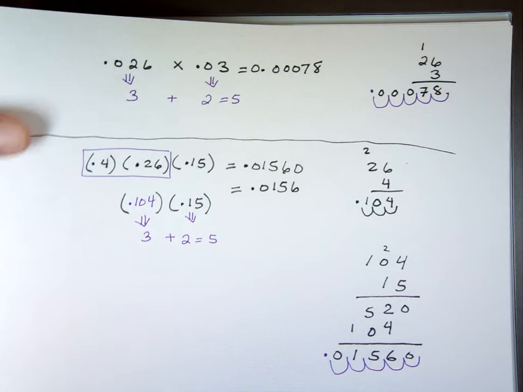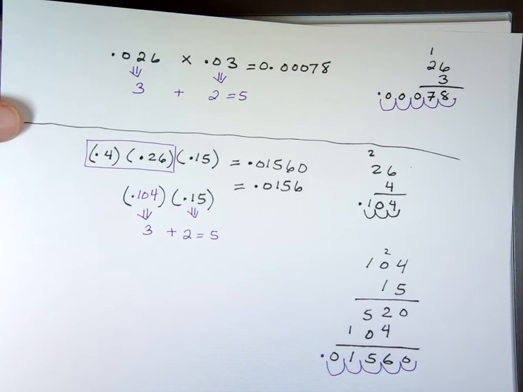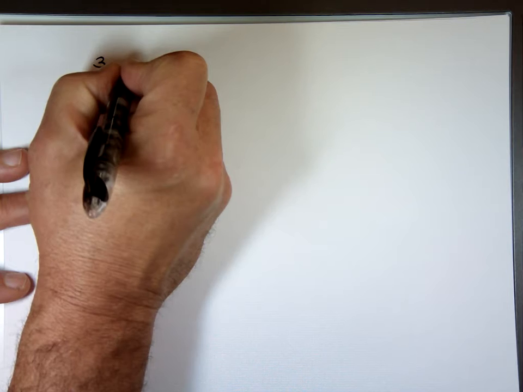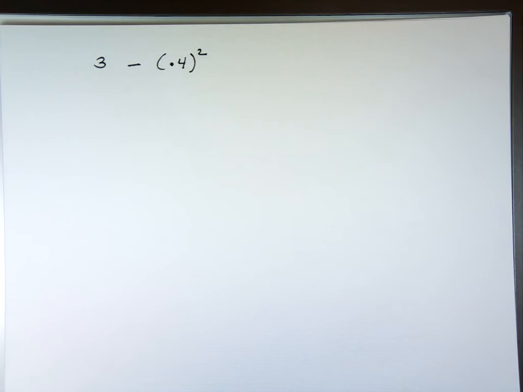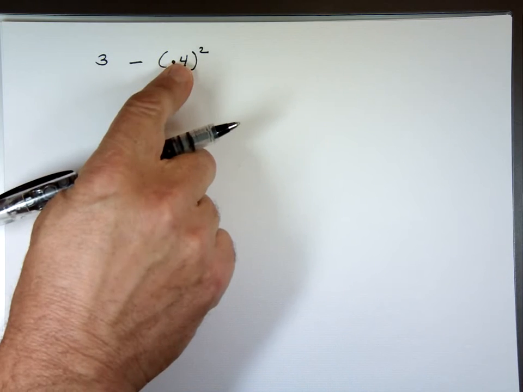Let's take you back to chapter 1. We did order of operations. You are given this problem. What are you supposed to do first? Parentheses. Well, you can't simplify what's inside the parentheses. That's a number, 0.4. So what comes after that? Exponents.